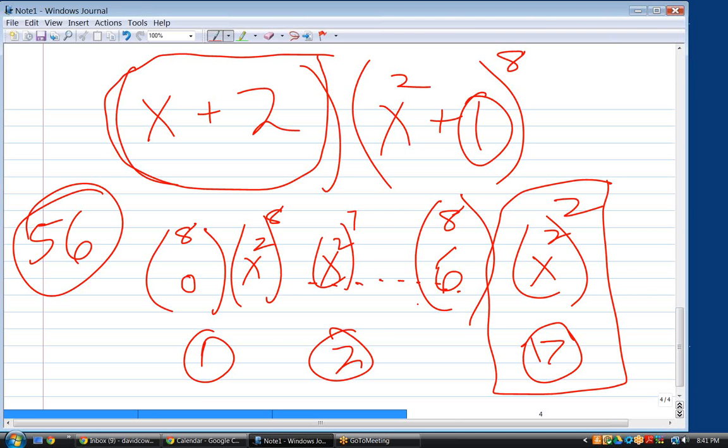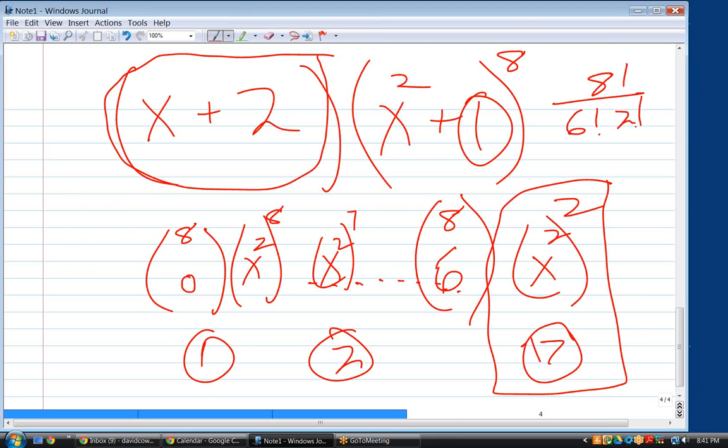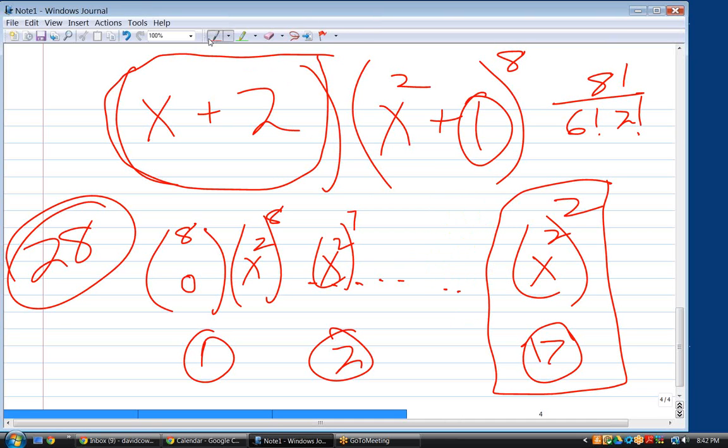Hold on a second. I made a mistake. Sorry. Yeah, 8 choose 6 is 8 factorial divided by 6 factorial times 2 factorial. So it wouldn't be 56, it would be 28. In other words, this cancels out everything but the 8 times 7. So you end up with 8 times 7 divided by 2. So I can replace that with the number 28.